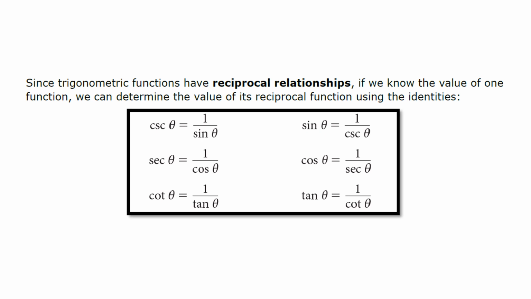So we know cosecant of theta equals 1 over the sine of theta. Secant theta equals 1 over the cosine theta. Cotangent theta equals 1 over tan theta. Sine of theta equals 1 over cosecant theta. Cosine theta equals 1 over secant theta. Tan theta equals 1 over cotangent theta.